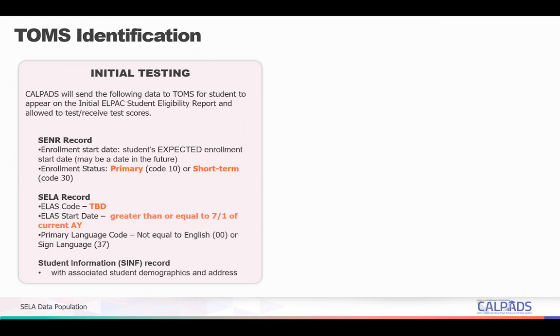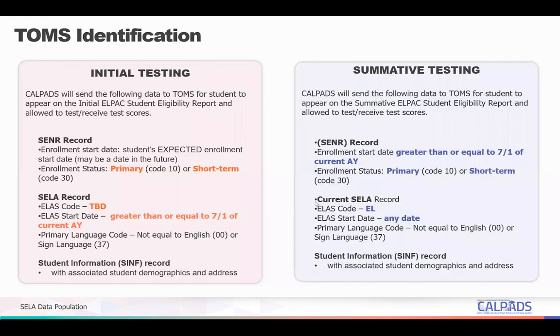Next is the SELA record with an ELAS code of TBD, an ELAS start date greater than or equal to July 1 of the current academic year, and a primary language not equal to English or sign language. And lastly is the SINF record, which contains the relevant demographic information and address of the student. For summative testing that happens during the spring, the same data elements are expected to be submitted to CALPADS. The only difference is that the current SELA record must reflect an ELAS code of EL.